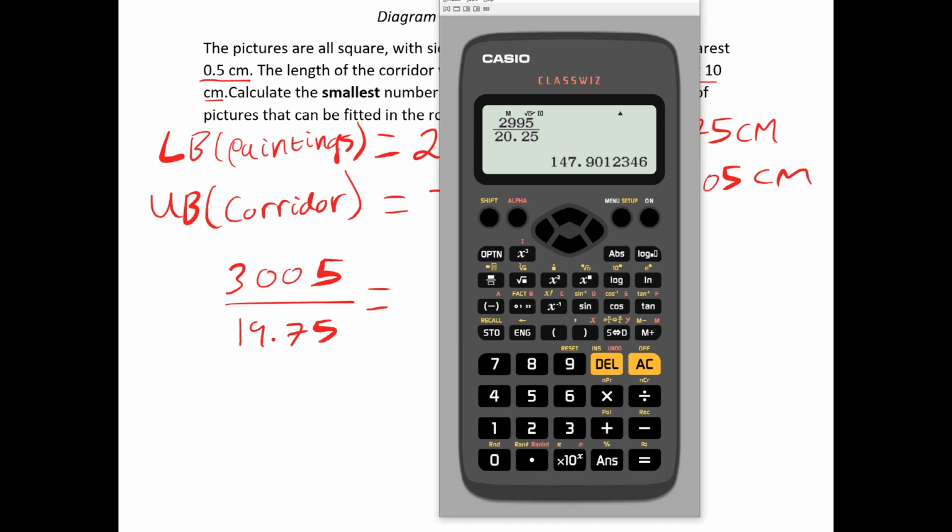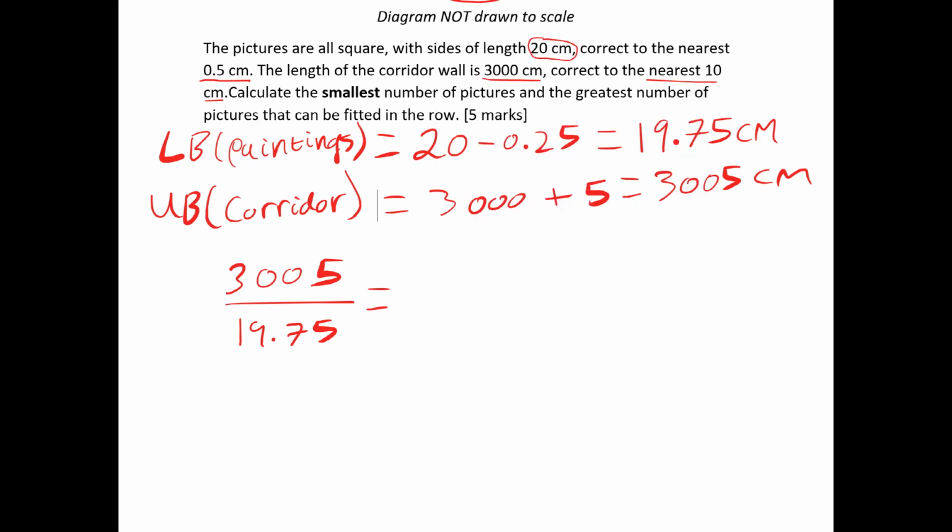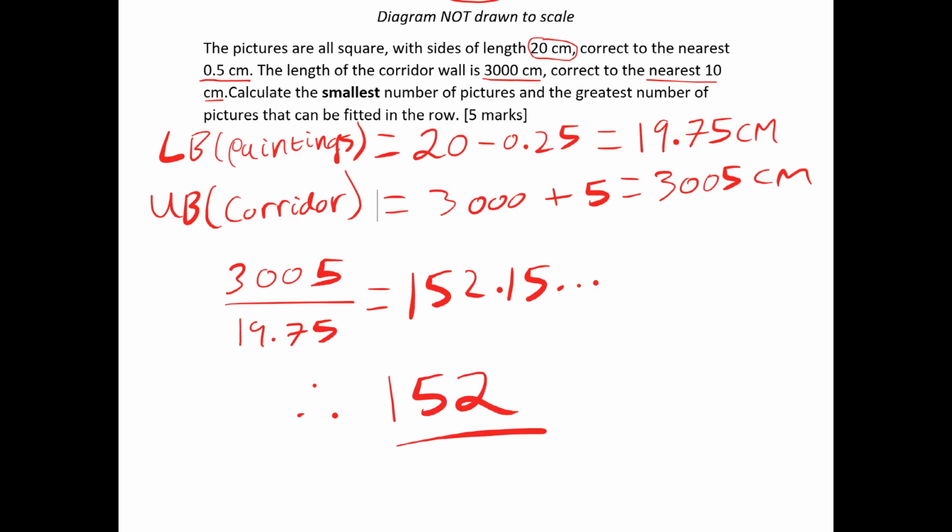3,005 divided by 19.75 is 152.15. And again, I would write this down, but remember, you can't have 0.15 of a painting. So in this case, the maximum number of paintings would be 152.